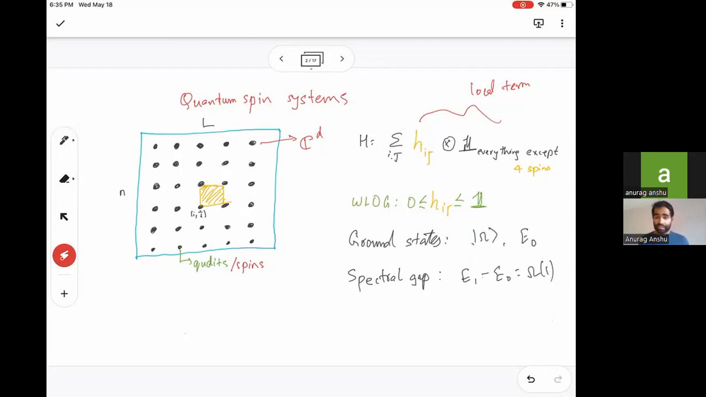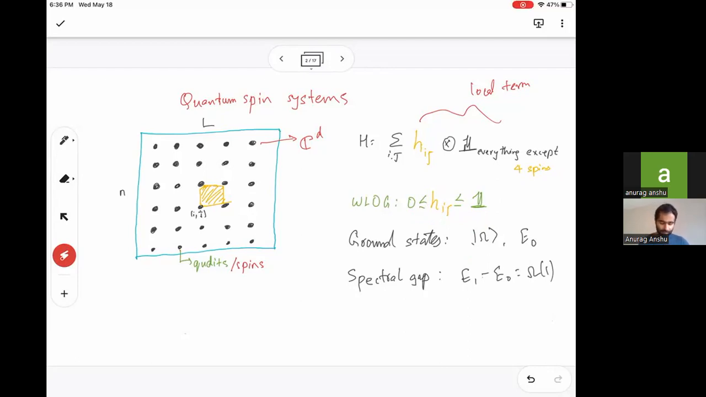We'll assume without loss of generality that each local term is a positive semi-definite matrix, and its largest eigenvalue is at most one, which captures the property that the energy is not too large in some small part of the system. This assumption can always be ensured by shifting the energy a little bit.